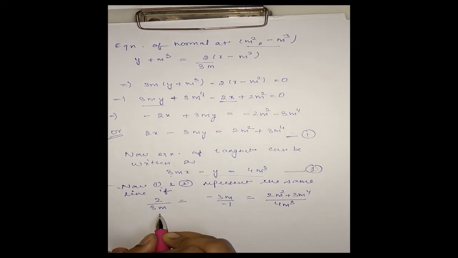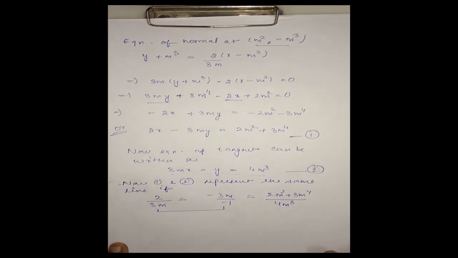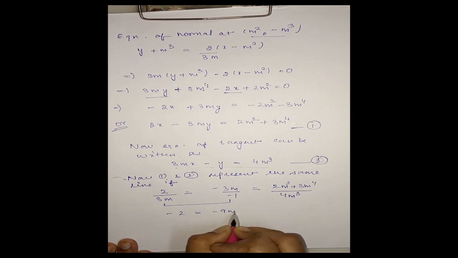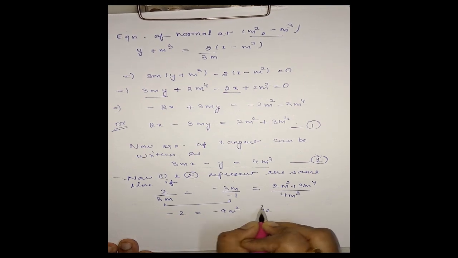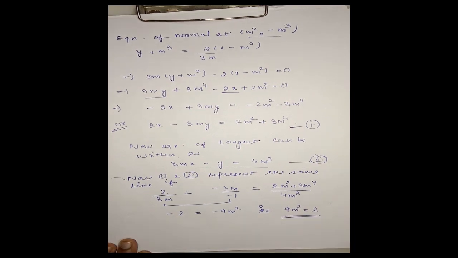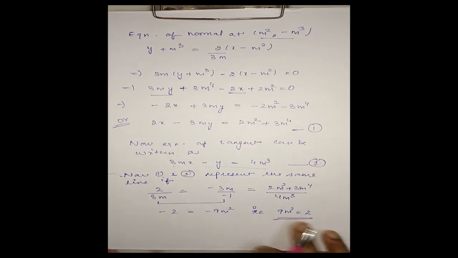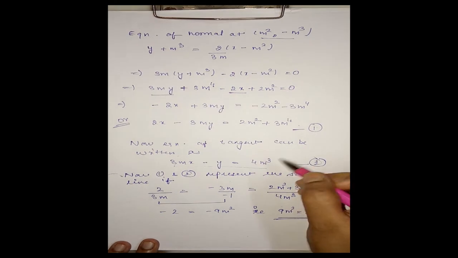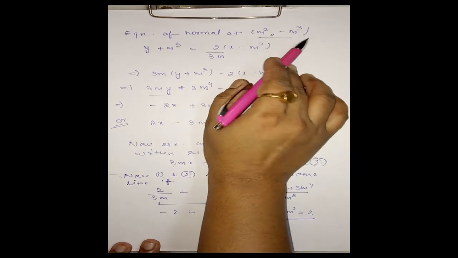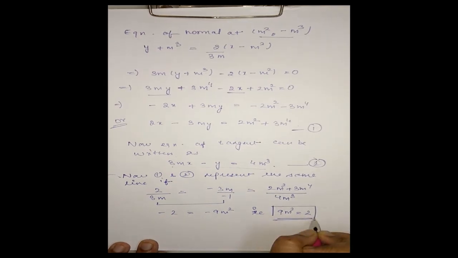Now from these two identities I get −2 = −9m², that is 9m² = 2. This is the condition for this line to be a normal at the point. This is the condition, hence proved.